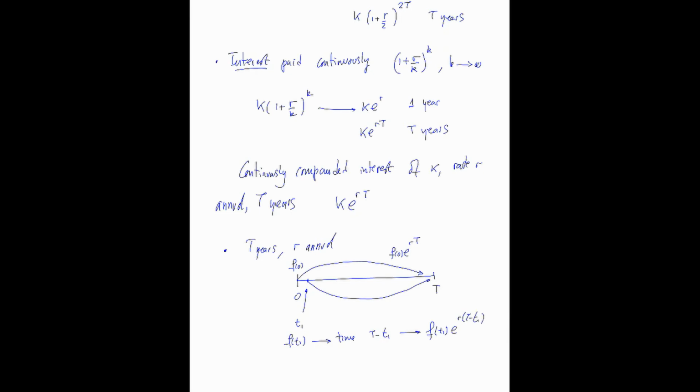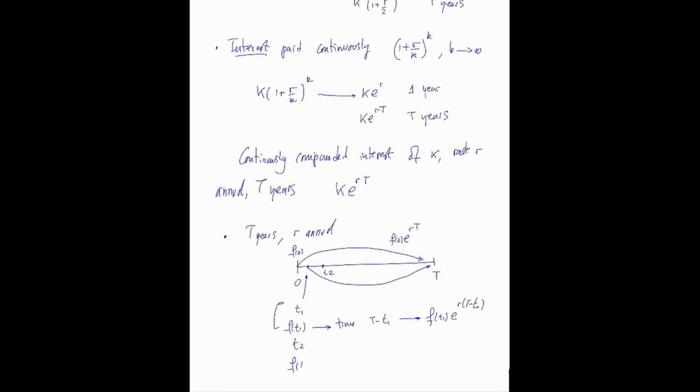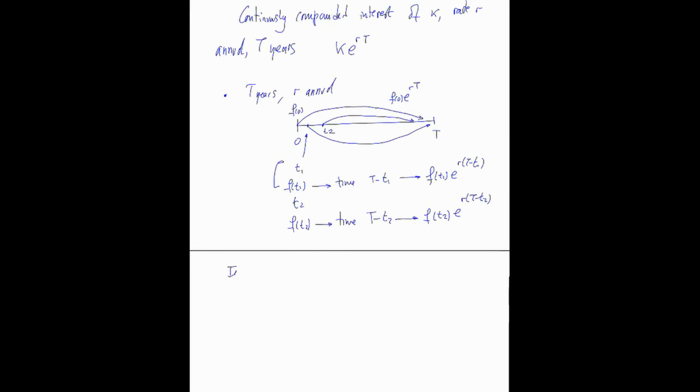Another amount of time here, t2. At time t2, you will invest an amount which we'll write as f of t2. So how long it is invested will be all the time as at the very beginning. So the time of this investment is t minus t2, and by the formula of interest paid continuously, we get f of t2 e to the r (t minus t2).